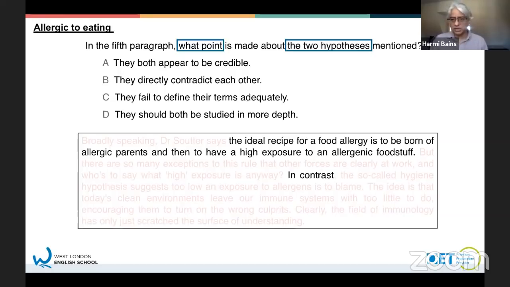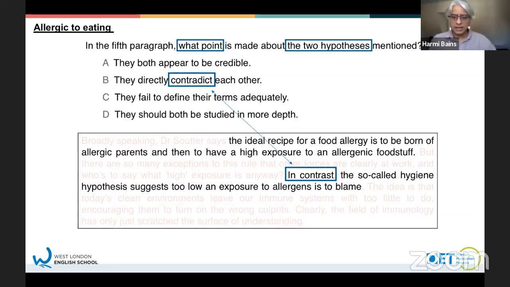In the middle, it says in contrast, and just picking up on little words, because it's going to tell you something which is the opposite. And you can see in answer option B, you've got a synonym, something which contradicts. Contradict and contrast, they're fairly similar things. So in contrast, now we've got the second hypothesis, the second theory. It says here, the so-called hygiene hypothesis suggests too low an exposure to allergens is to blame. So it's almost the opposite of the first theory. The first theory says you have too much exposure to these peanuts. This theory is saying you don't have enough and then you will have an allergy. So they kind of contradict each other.